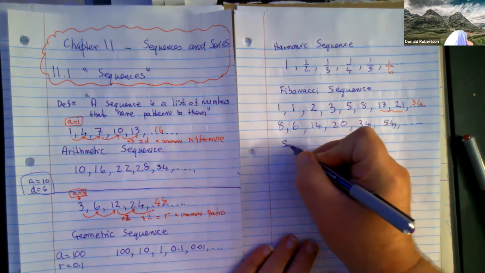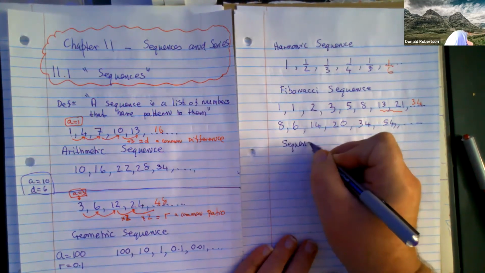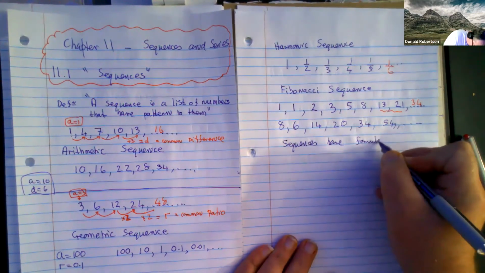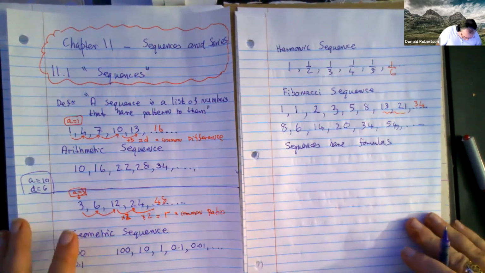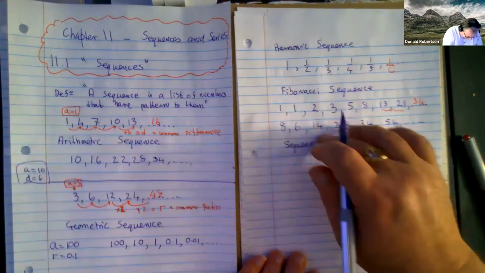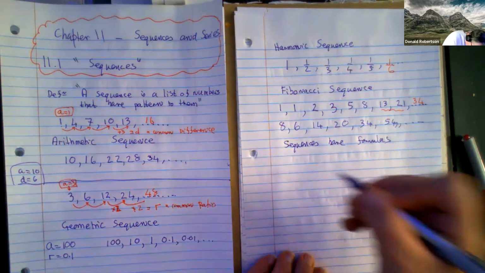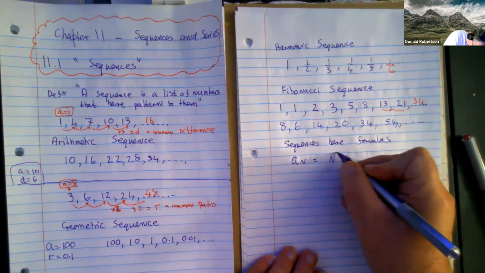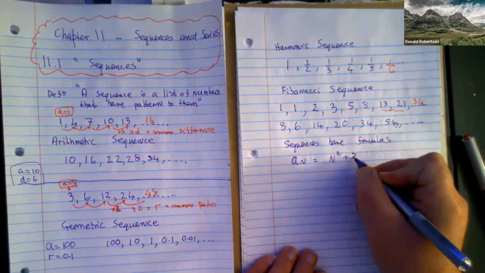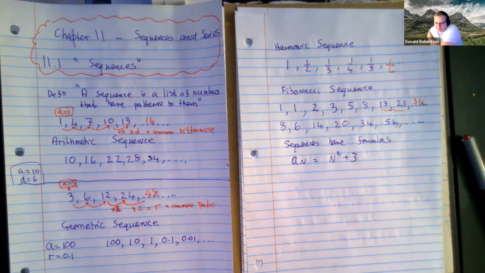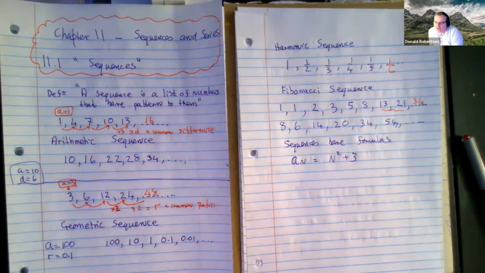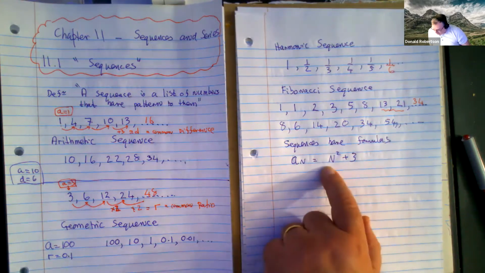So sequences have formulas. I'll give you an example of a sequence, and I'll probably come back to these and show you what their formulas are. But let's just show you how you write down the formula for a sequence. This one is none of these, right? It wasn't important enough to get a name. This is just a sequence, and you define it by a formula.